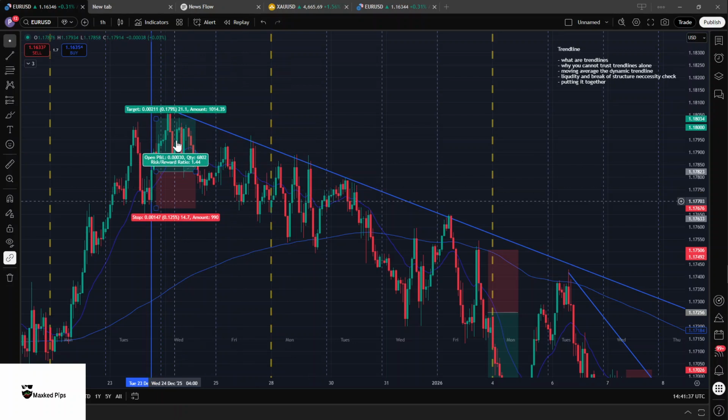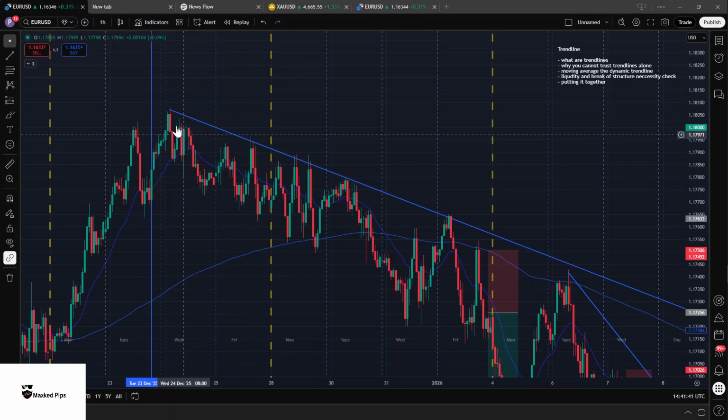As we see here, this trendline starts from here, the 24th of December, and it touched. This is the first touch here, and then this is the second touch. So as long as it's able to touch two diagonally placed price movements, then I can draw it.